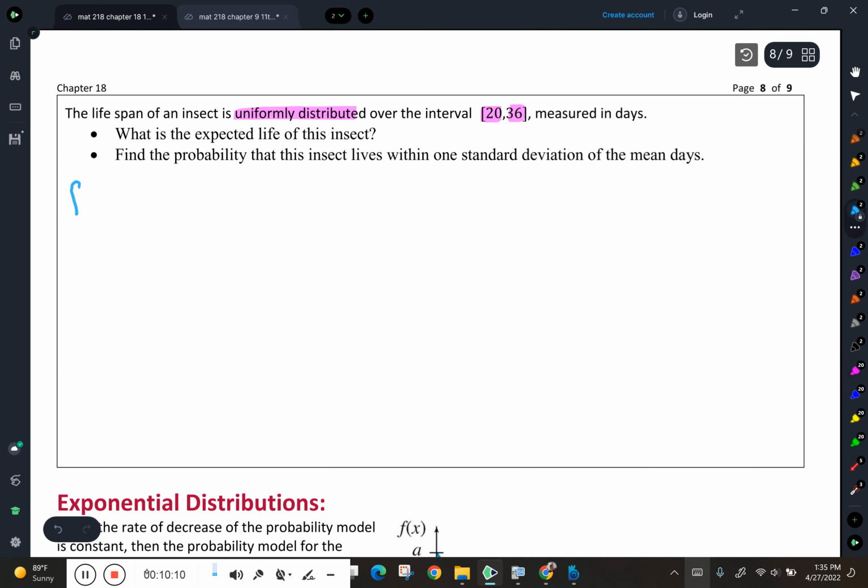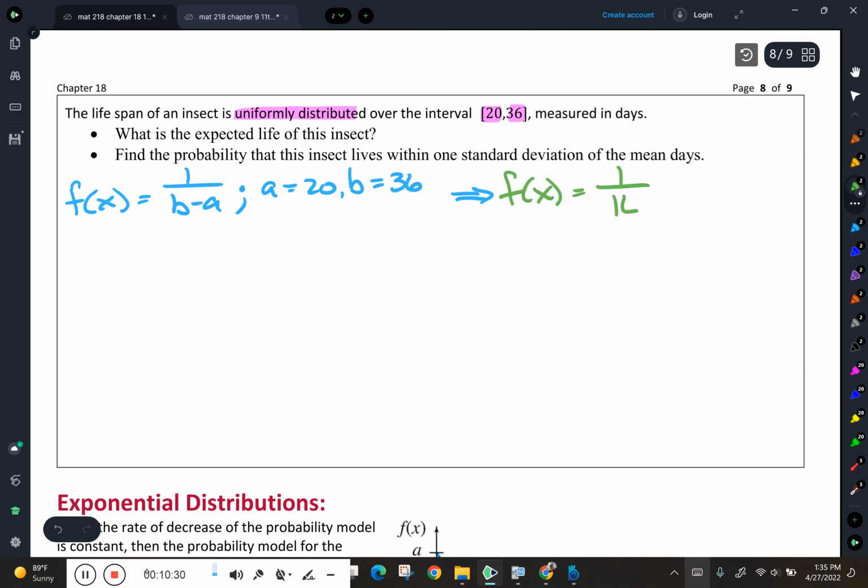That tells me that the probability density function is going to be 1 over b minus a, where a is equal to 20 and b is equal to 36. So when I put that all together, I get that for this bug, my probability density function is 1 over 16. That's going to be the 36 minus the 20. Okay?